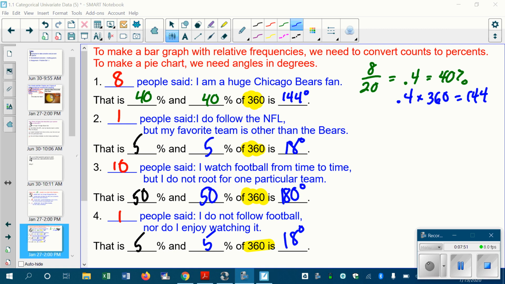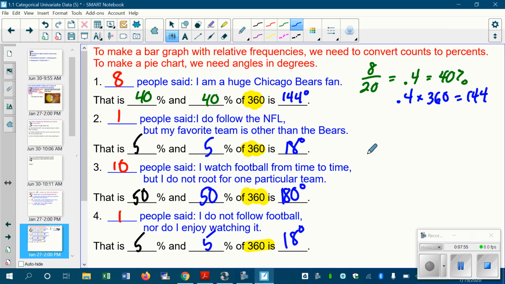Okay, so here are the answers that I got. So 1 out of 20 is 5%. So when you do 1 divided by 20 on your calculator, you should get 0.05. Move that decimal point over 2 places, that's 5%. And if I take 0.05 times 360, I get 18 degrees. Okay, and then the other calculation you had to do was for 10 people, so 10 out of 20 is 50%. 50% of 360 is 180. That's going to be half of our circle, okay, exactamundo.